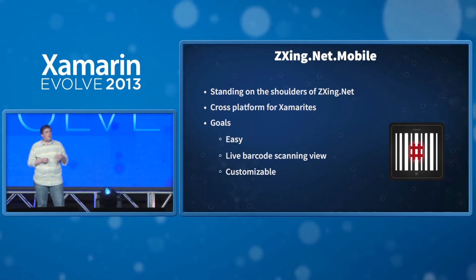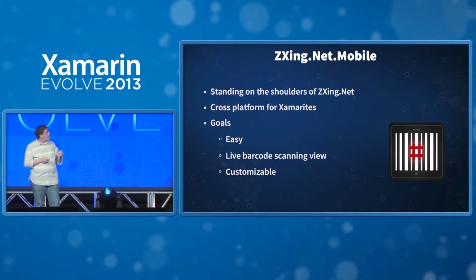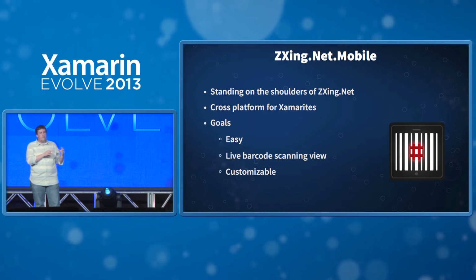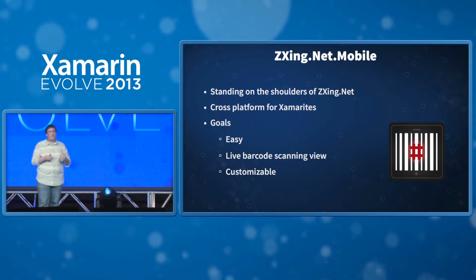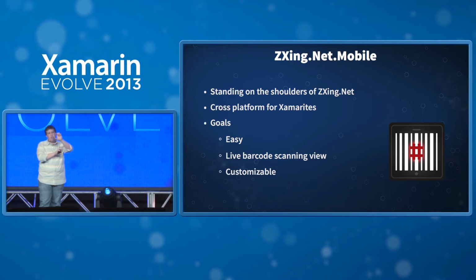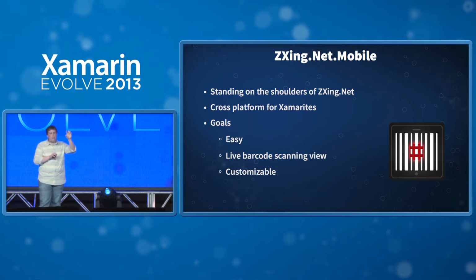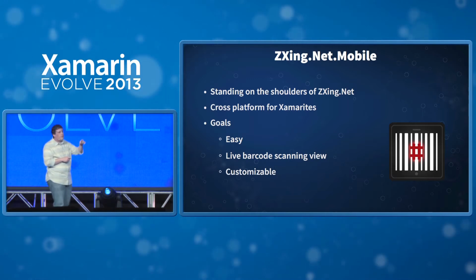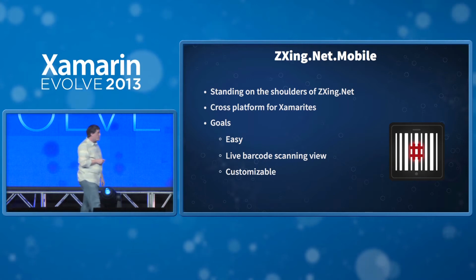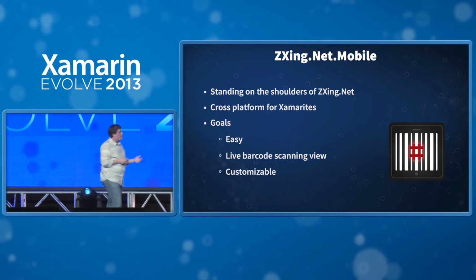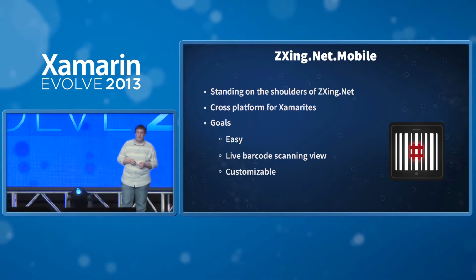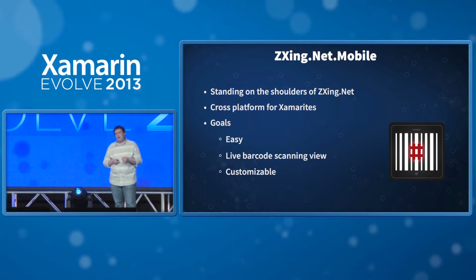By default, zebracrossing.net.mobile has an overlay view that I've kind of made for you. It's just simple semi-transparent bars on the top and bottom with a red laser going through the middle of it. It's a little skeuomorphic, I apologize, but I think in this context it makes sense for users. It's also in the component store now.